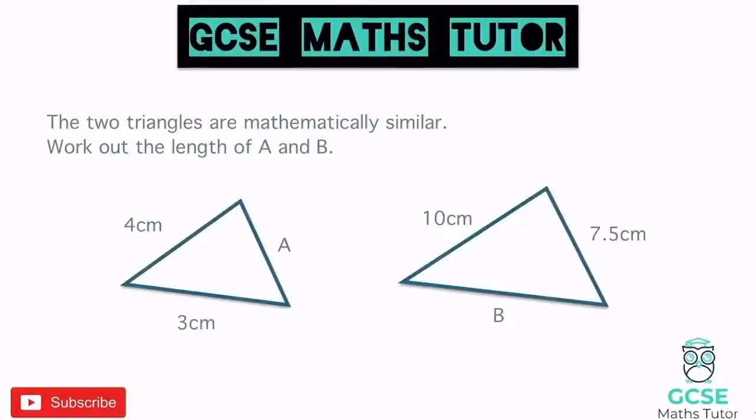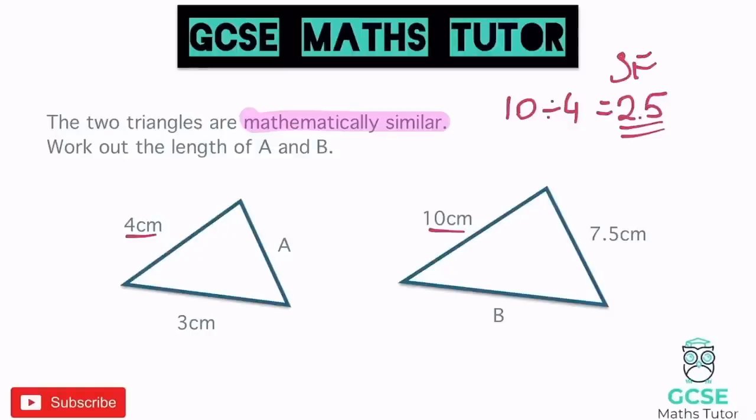Okay, so we've got that these two shapes are mathematically similar. Work out the length of A and B. Now that there, mathematically similar, means one is an enlargement of the other, which means there's a scale factor between them. So if we can identify a similar side on both of them, which we've got here, 4 and 10, we can find the scale factor. So we always just do the big one divided by the little one. So 10 divided by 4, 4 fits in twice and a half, 4, 8, and then an extra 2, so it's 2.5. You might just get a whole number there, but there's my scale factor, and I always label that, I just say SF, so the scale factor is 2.5.